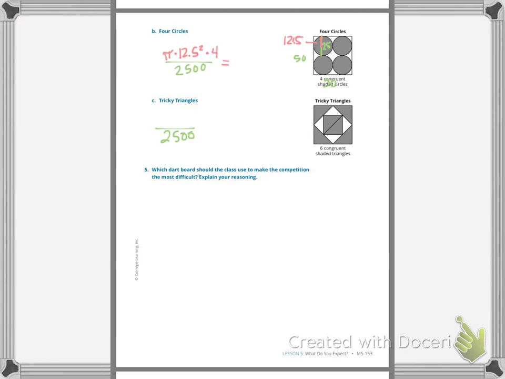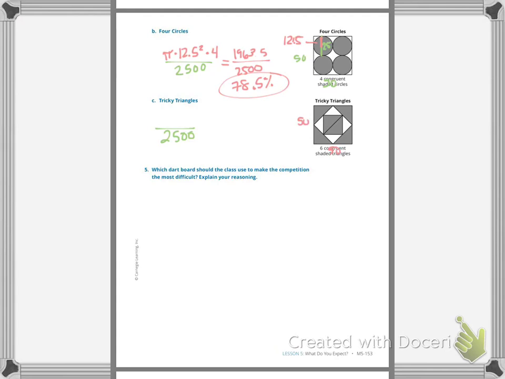So pi times 12.5 squared times 4 is 1963.5. Okay, so if I divide them here, we get 78.5%. So right now we have the exact same percentage to hit shaded sections in this one. Okay, this one is a 50 by 50 again. So that's how we have the 2,500.